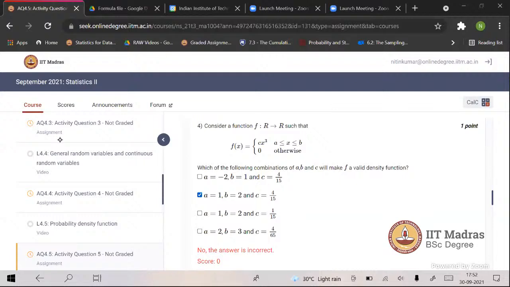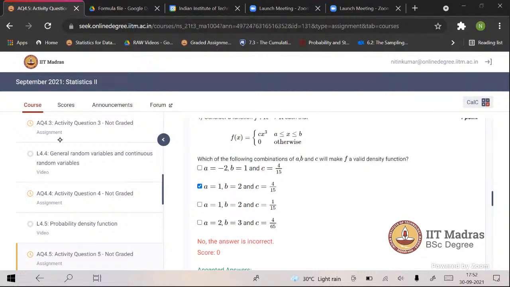Now look at the first option. What goes wrong with the first option? If x takes values from -1 to 1, the function's value can become negative, right? Because it is defined as c x cube and c is 4 by 15. Let's say x is equal to -1. At x equal to -1, this will be -4 by 15. So it is negative at that point, right? So the first option is not a valid combination of A, B, C.